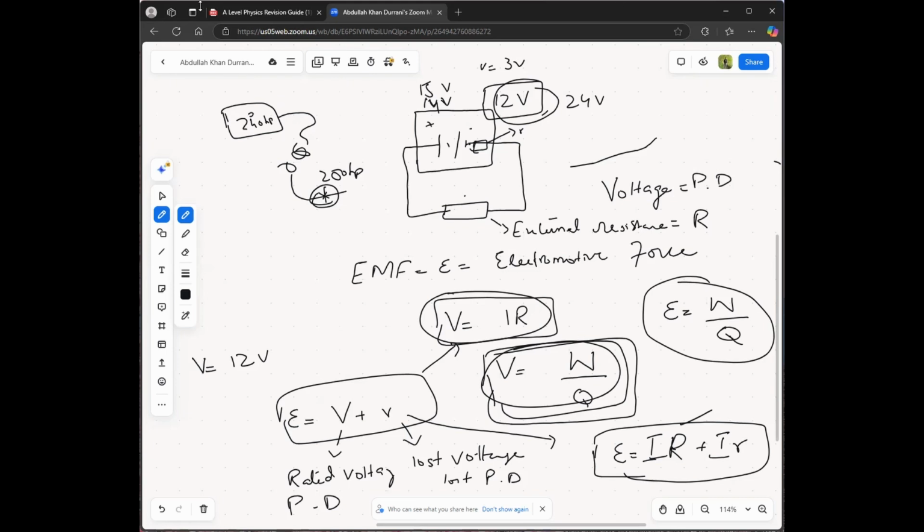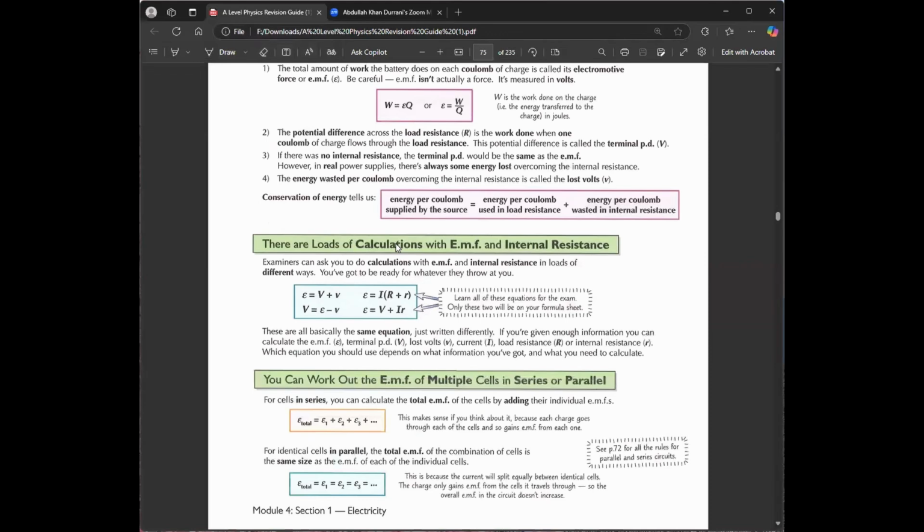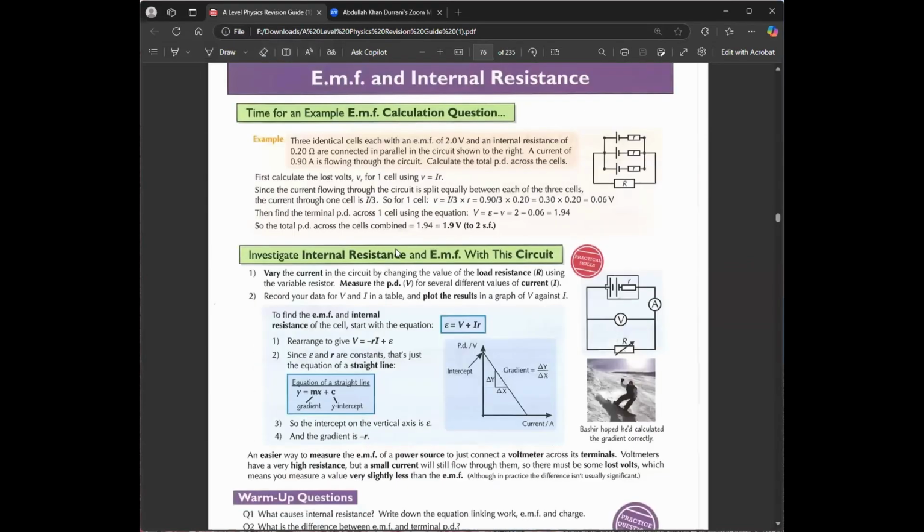So I'll just quickly go through an example, so that we know that we understand this completely. If you look here, it says three identical cells, each with an EMF of 2 volt. So there are three identical cells. If you see the image on the right side, there are three identical cells.